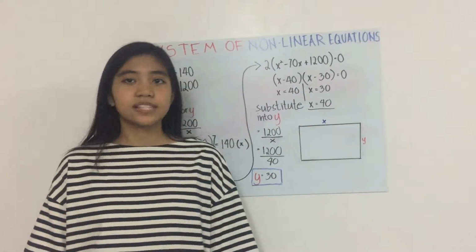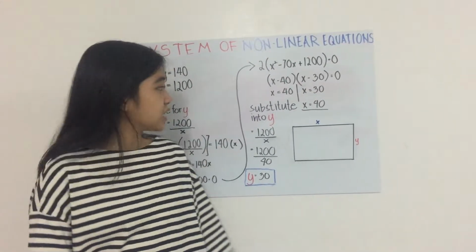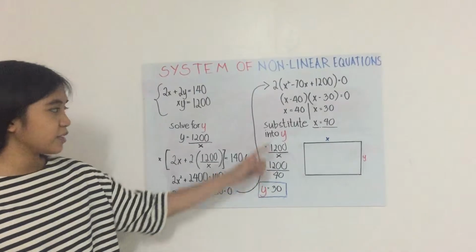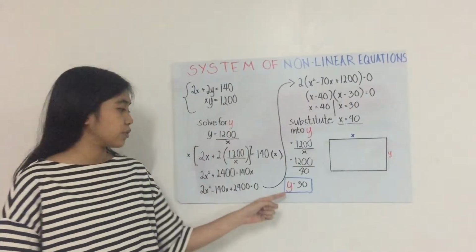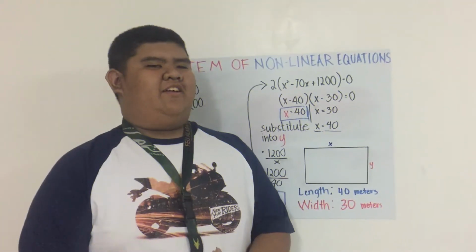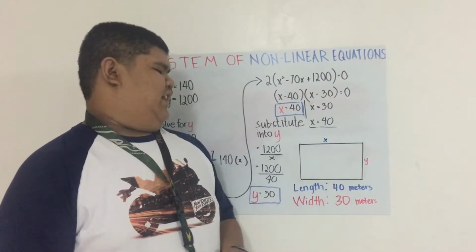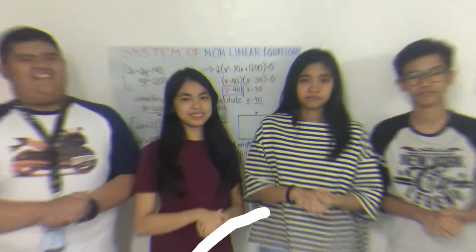And since x was assigned as the length of the rectangle, x would be equal to 40. Substitute x equals 40 into equation number 3, which makes y equal to 30. Therefore, the rectangular field has a length of 40 meters and a width of 30 meters. That's the end of our discussion.